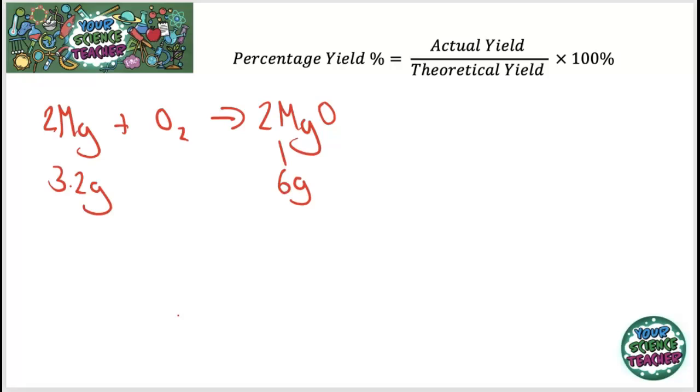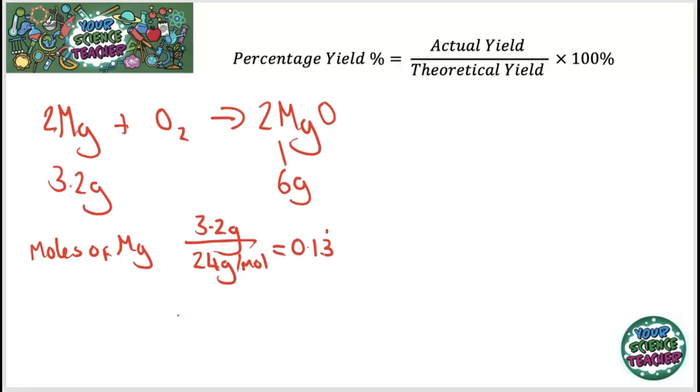And what I'm going to do first is work out the moles of magnesium I start with, which will equal 3.2 grams divided by the relative atomic mass, which is 24 grams per mole, and that gives me an answer of 0.13 recurring. Now, because I know my moles of magnesium, I'll have the same moles of magnesium oxide because they're in a 1-to-1 ratio. So I'm going to make the same amount of moles of magnesium oxide, which will be 0.13.